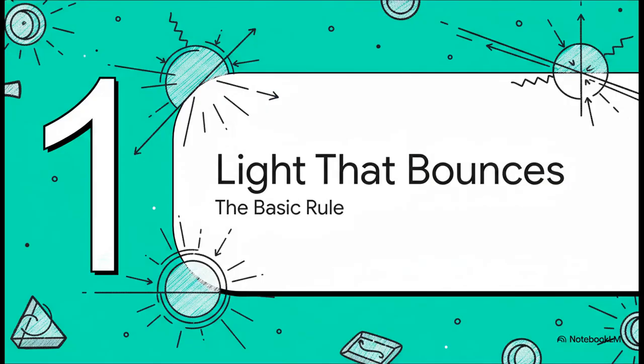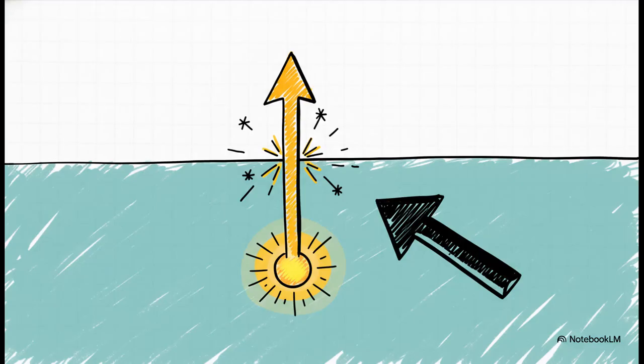To really get how light gets trapped, we first need to understand the number one most basic rule of the game. Okay, so here's the crucial part. Total internal reflection can only, and I mean only, happen when light is traveling inside something like water or glass, and then it hits the boundary with something less dense, like air. The key is, it has to be trying to get out.